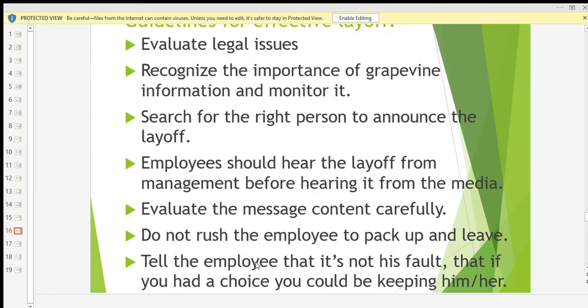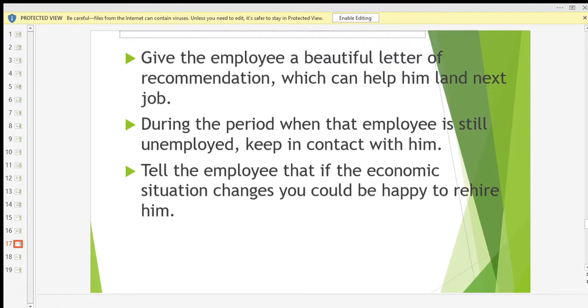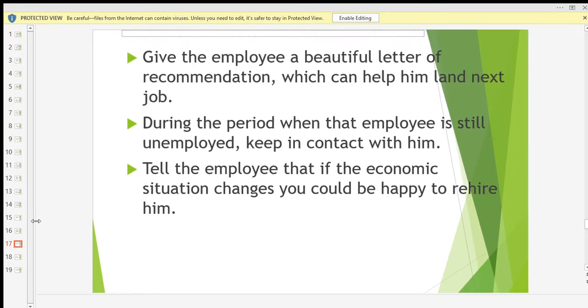Then tell the employee that it's not his fault, that if you had a choice, you would keep him or her. So tell the employee that you are laying them off for other reasons, but not their fault, so that they can feel good about it. Then another way is give the employee a beautiful letter of recommendation, which can help him land the next job. Recommend them so that they can get another job somewhere else.